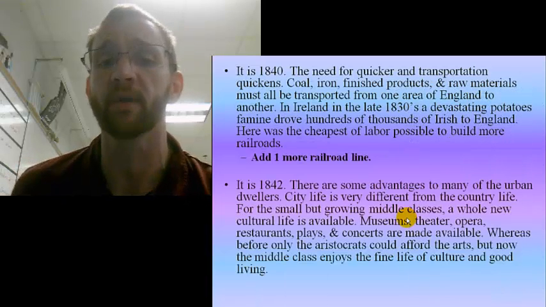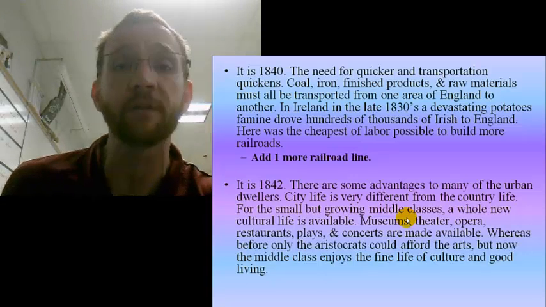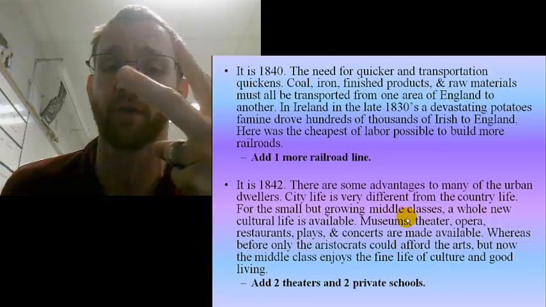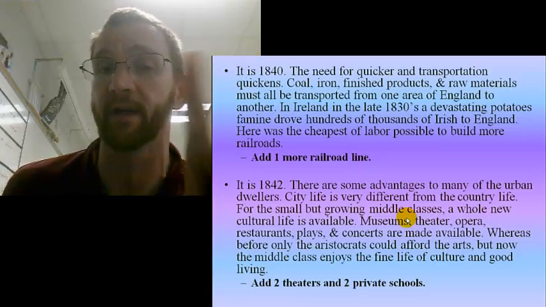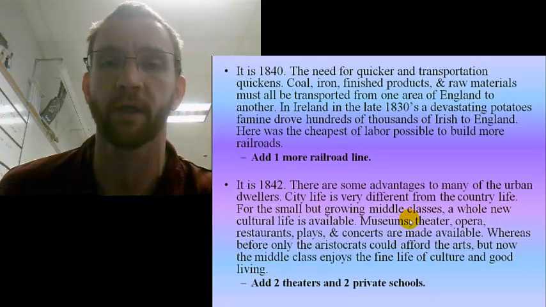Time marches on. 1842. Urban life is good for some folks. The middle class can afford all kinds of nice stuff. So let's give them some nice stuff. 2 theaters, 2 private schools, because they don't want their kids going to school with the regular ones because, well, the regular ones are busy working in the factories.